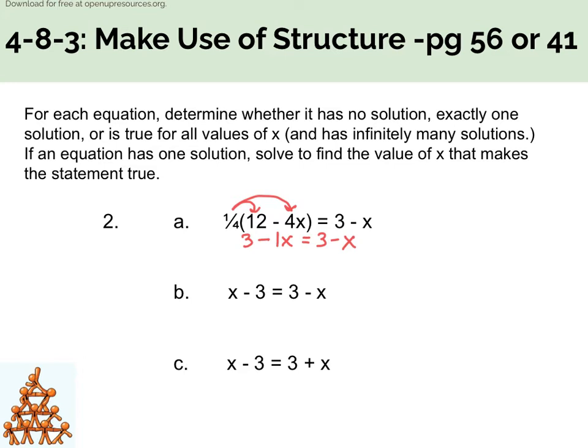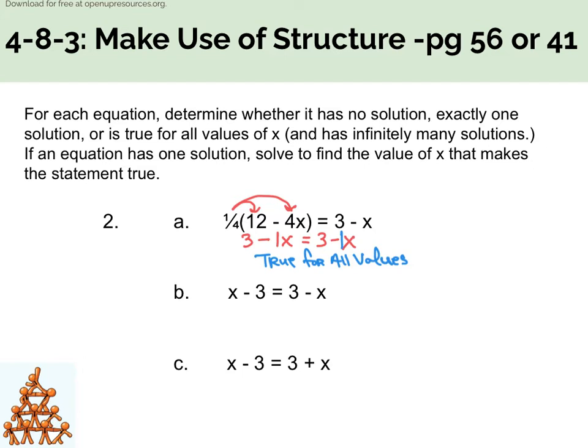Okay, so let's look at it. So we have a -1x on this side. Technically, mathematicians don't write down ones, right? So how many x's do I have there? I have 1. So this is actually considered -1x. I have 3 and 3. So both sides are equal to each other. So this is true for all values.